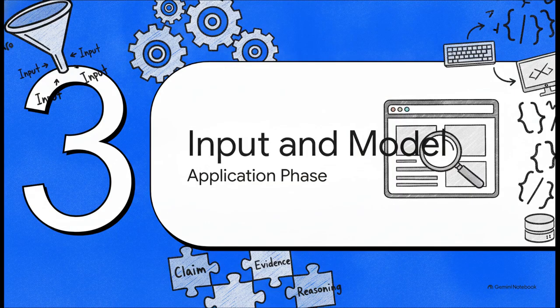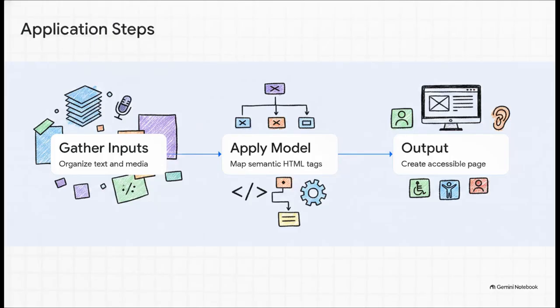All right, Part 3, Application, Input, and Model. Now we're going to explicitly break down your mini project task using a framework of inputs, models, and outputs. Here is the exact game plan for your mini project so you know precisely what to do. Step 1, gather your inputs. Step 2, apply the model. And Step 3, generate the output. Let's look a little closer at what each of these actually means for your project.